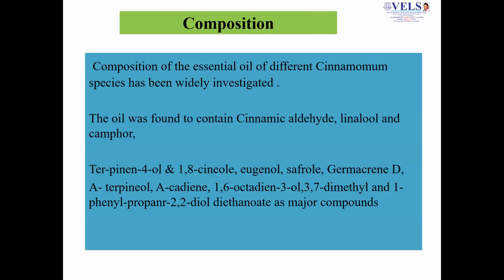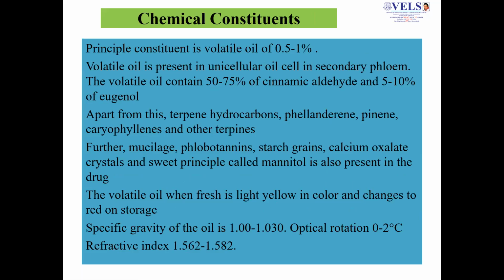Composition of the essential oil. The composition of the essential oil of different cinnamon species has been widely investigated, and the oil was found to contain cinnamic aldehyde, linalool, and camphor. Apart from cinnamic aldehyde, the rest of the constituents present in the bark are terpinen-4-ol, 1,8-cineole, eugenol, safrole, germacrene D, alpha-terpineol, alpha-cadinene, 1,6-octadien-3-ol, 3,7-dimethyl, and 1-phenyl propanol 2-diol diethonate, which are the major components seen in the oils.